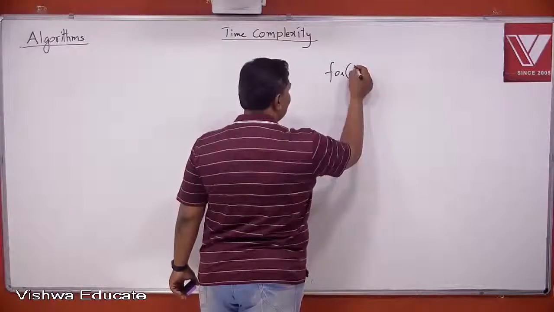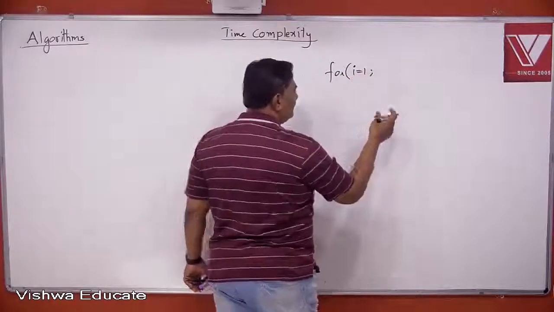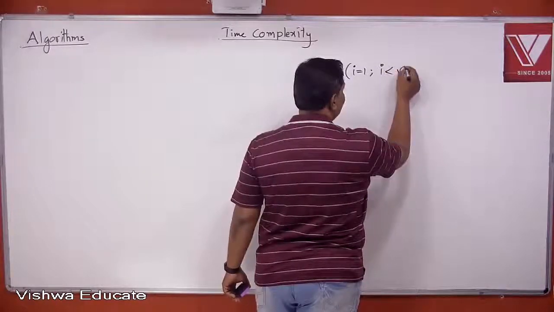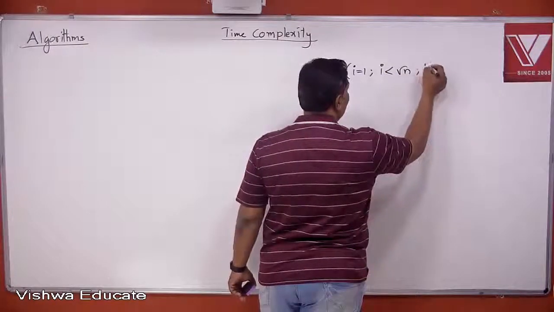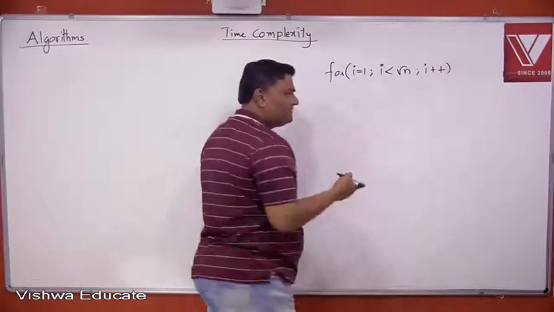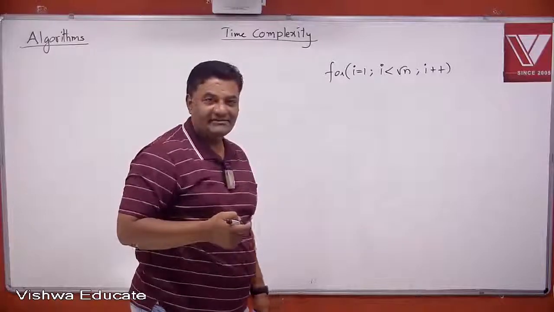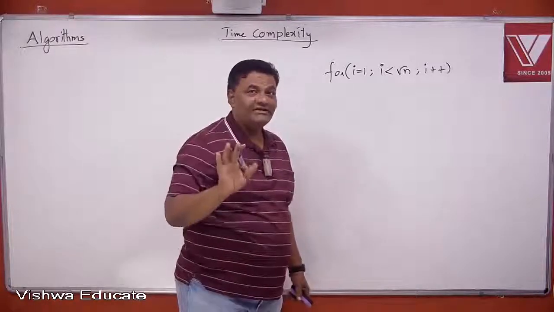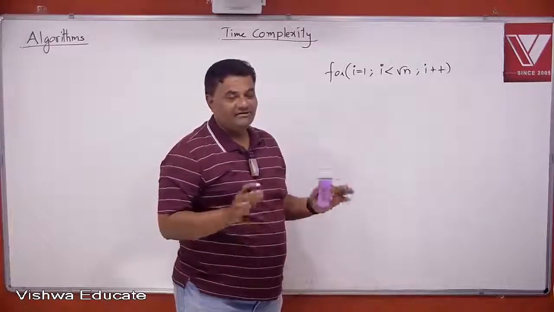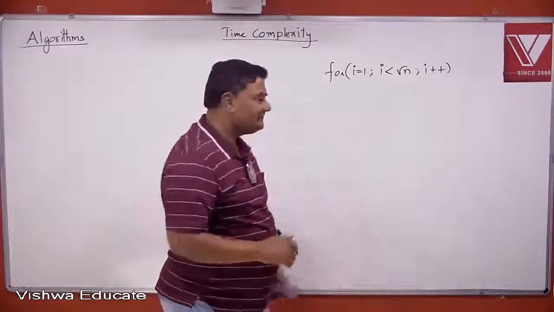Now, I assign 1. I is less than root n. I plus plus. This is mathematics. Okay, we are writing mathematical only. This is not allowed in C, C++. Remember, we are writing algorithm. In algorithm, as long as it is giving the meaning, it is correct. So root n.